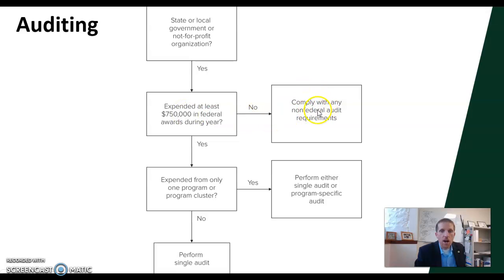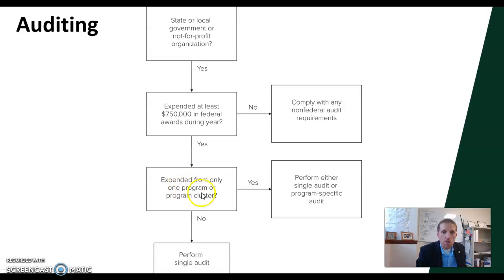If no, then we're kind of out of the loop. If we did, we expend from only one program or program clusters? So what did that expenditure look like? Where did it reside within our organization?